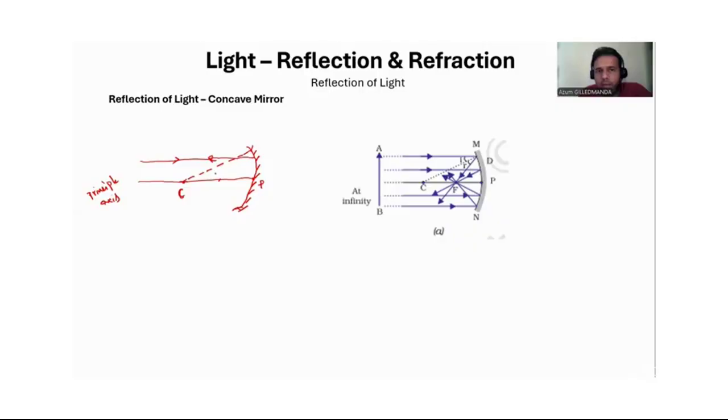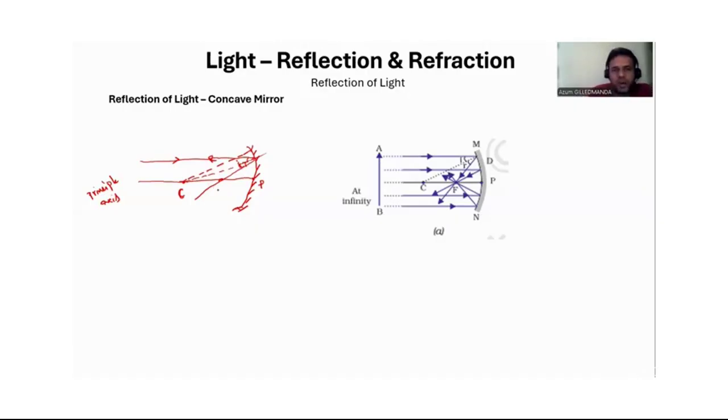If you draw a normal here, the normal on a spherical path always runs through the center. So if you draw the normal here, this is the angle of incidence. With the same angle, it reflects back through a certain point here. So this is I and this is R. I and R are the same for reflection, right? So it goes through a point.